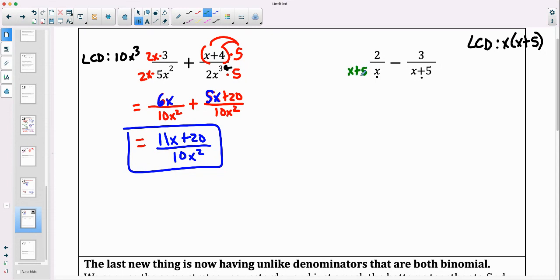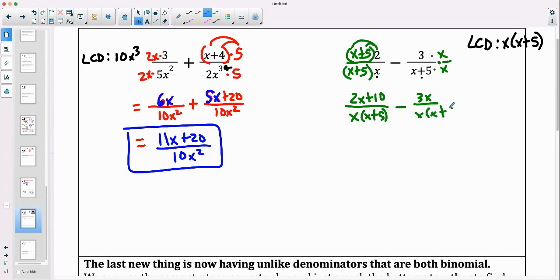So this one needs to get multiplied by x minus 5 or x plus 5. This one needs to get multiplied by x over x. Okay, so on the left-hand fraction, we're going to distribute. We have a 2x and a positive 10 over x plus 5 minus, problem this time, we have 3 times x over x times x plus 5. And again, it's usually just one more step.